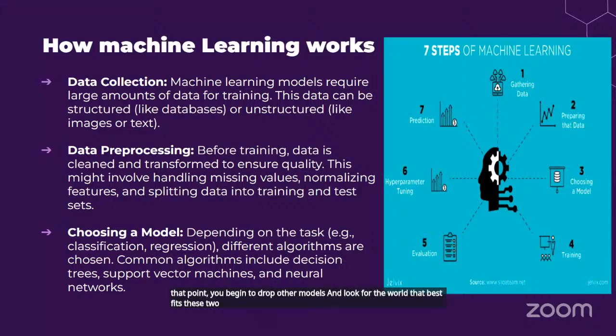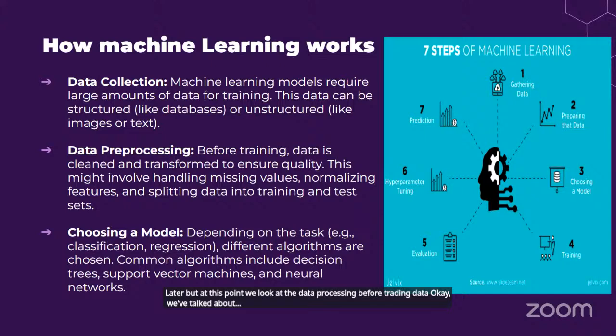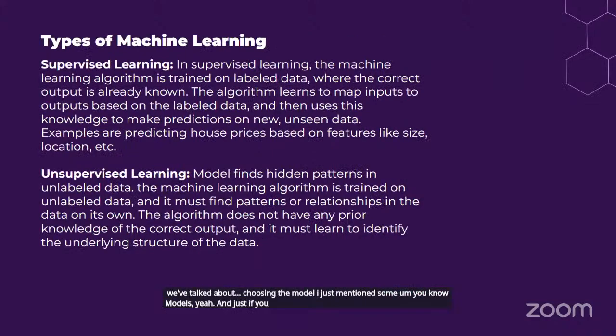Now, we'll look at some of these models we're talking about later. But at this point, we look at data processing before training data. Okay, we talked about choosing a model. I just mentioned some models here, and just a few; we'll look at more on the next page. Now, types of machine learning. We have supervised learning and unsupervised.